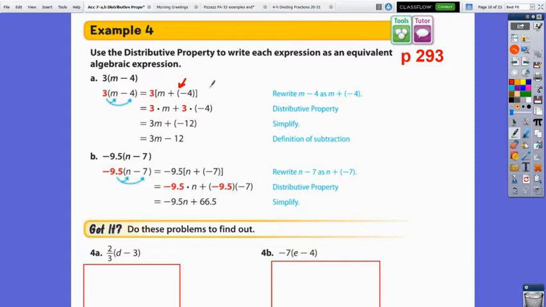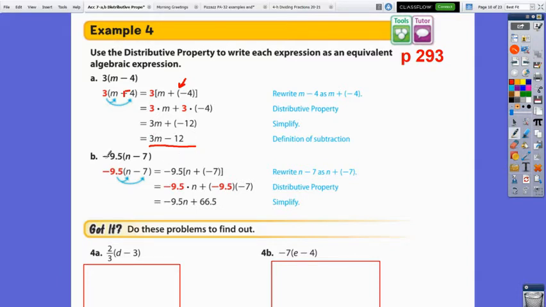Okay, you don't really have to rewrite it like that. You can do this if you want and just do plus negative like that. So that's 3 times m plus 3 times negative 4, which is negative 12. And then rewrite plus negative is the same as minus, so 3m minus 12.